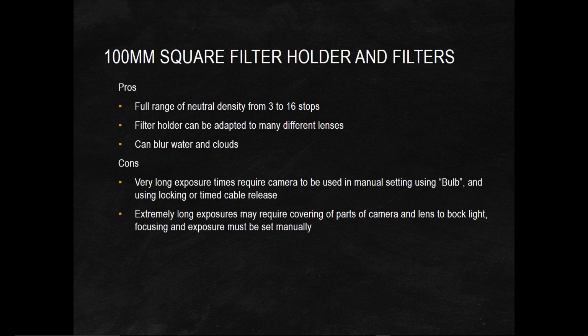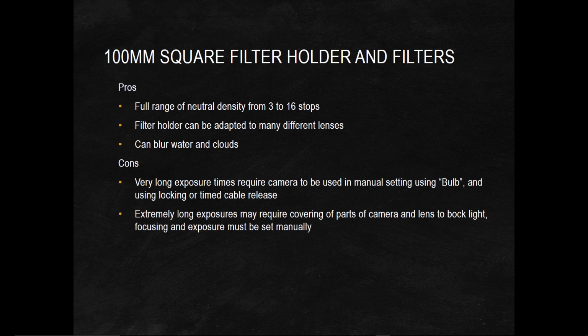And then the 100mm square filter holder and filters. The pros, it is by far the most versatile. I've got a full range from 3 to 16 stops that I can shoot depending on my desire for the type of look I'm after for my image. The filter holder can be adapted to many different lenses. I can shoot long exposures from 16mm to 200mm on full frame in my bag. I can blur water, I can blur clouds, I can get about any effect that I would want.